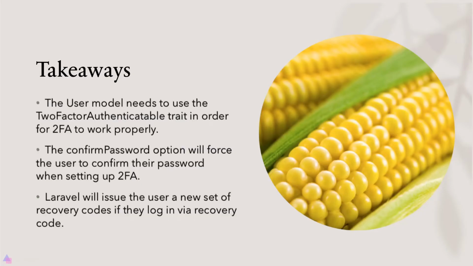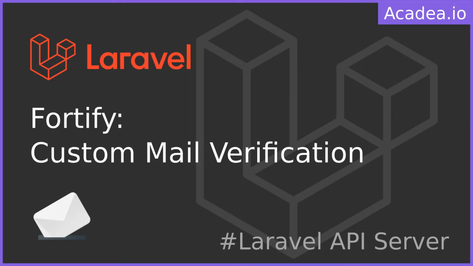Key takeaway for this lesson: we need to use a two-factor authenticatable trait in our user model in order for two-factor authentication to work properly. The confirm password option will force the user to confirm their password when setting up 2FA. Laravel will issue the user a new set of recovery codes if they log in using their recovery code. That's it for now, and I'll see you again in the next video.